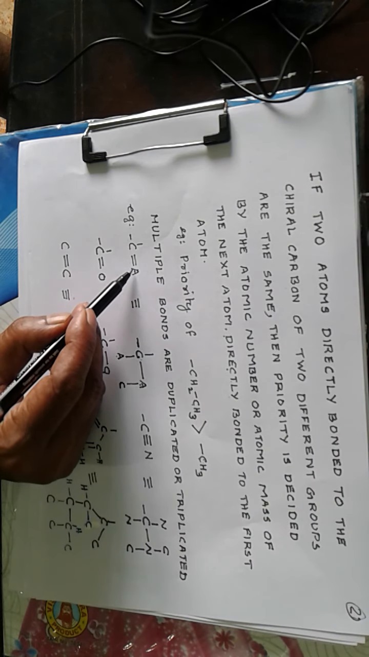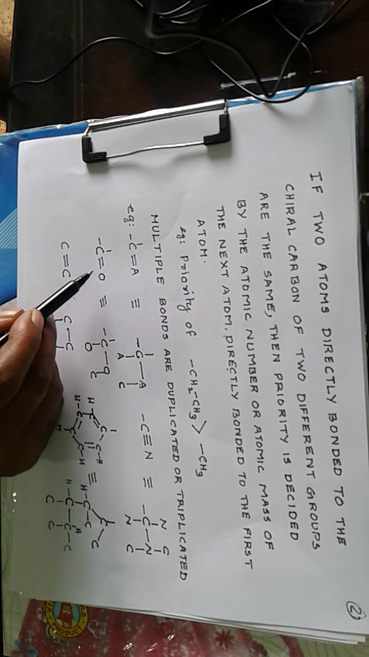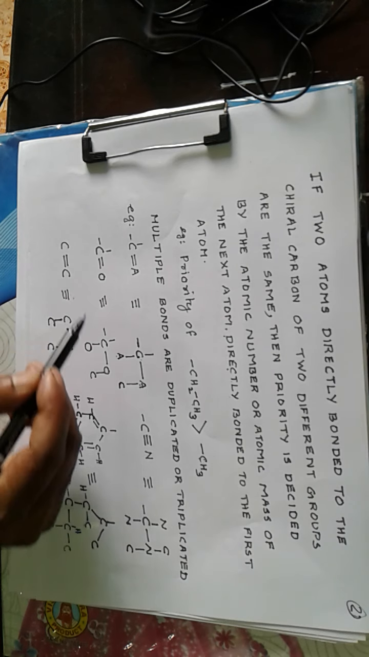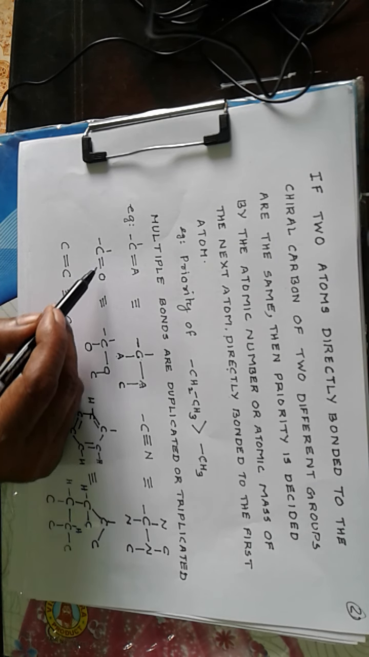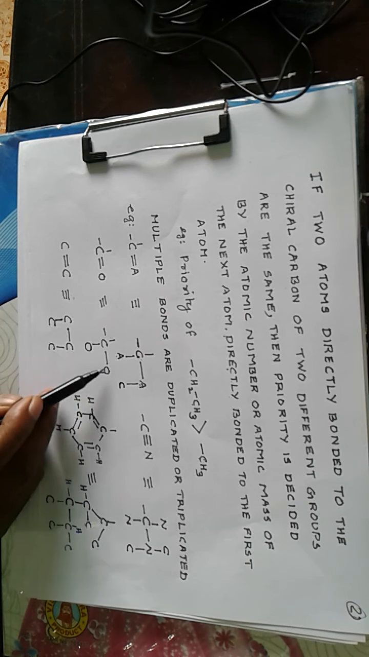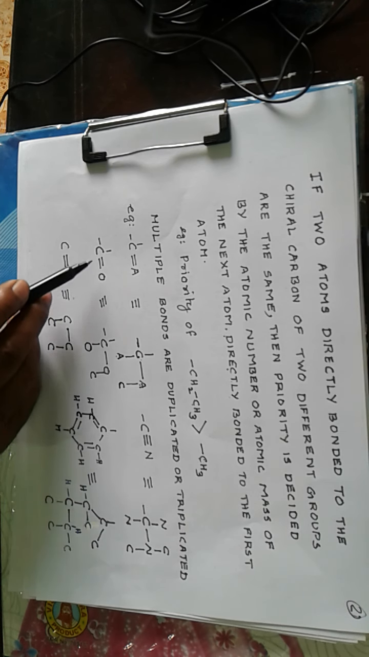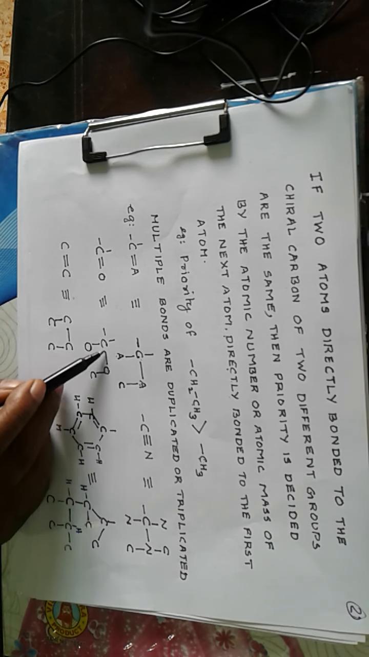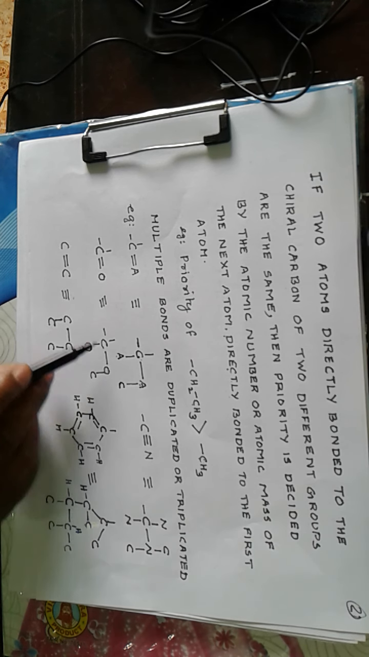See, from this example we can split C double bond O, the carbonyl group, into C. This double bond is split into two single bonds. Each single bond is connected to O. From the part of O, this double bond is split into two single bonds. Each single bond is connected to carbon, so O connected to carbon and O connected to carbon.